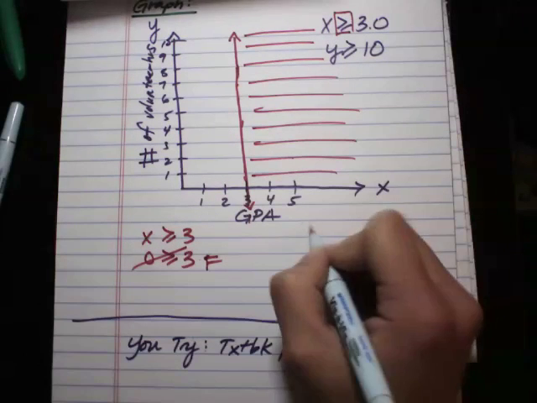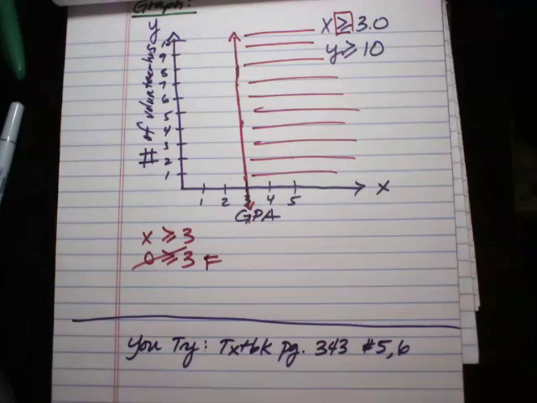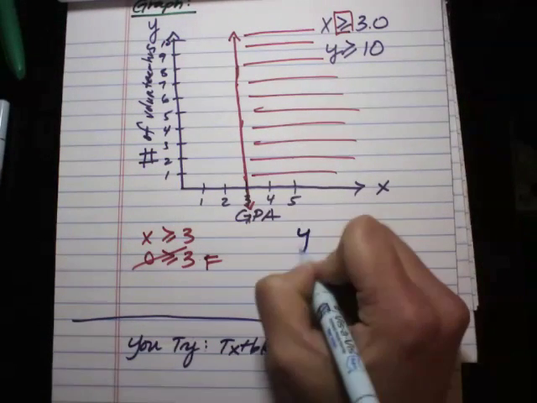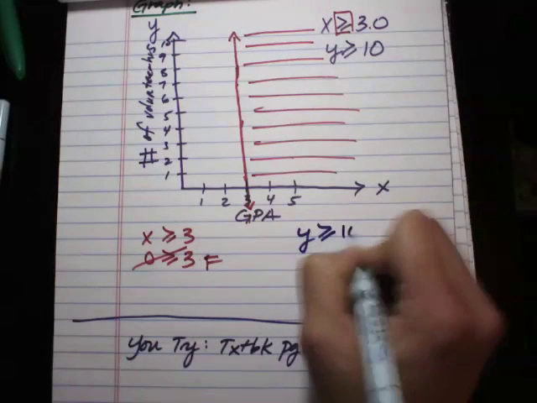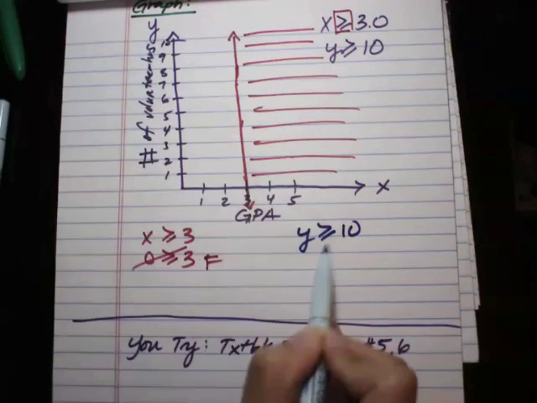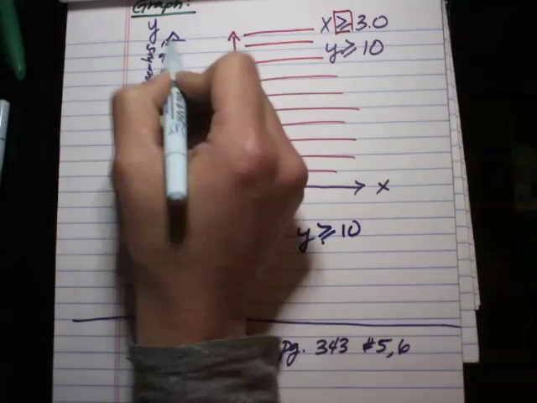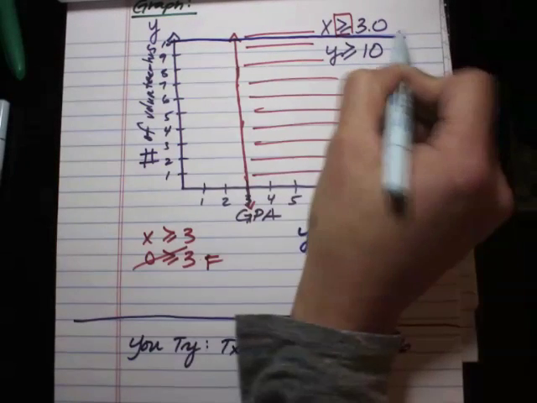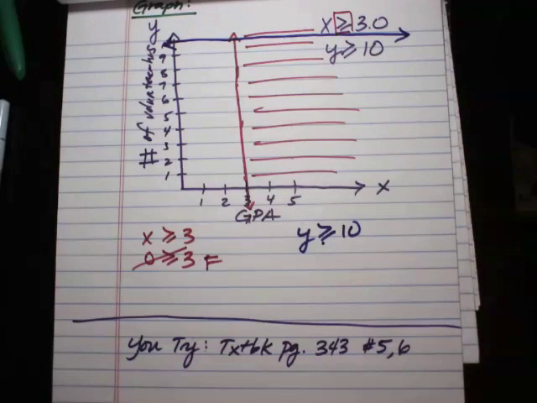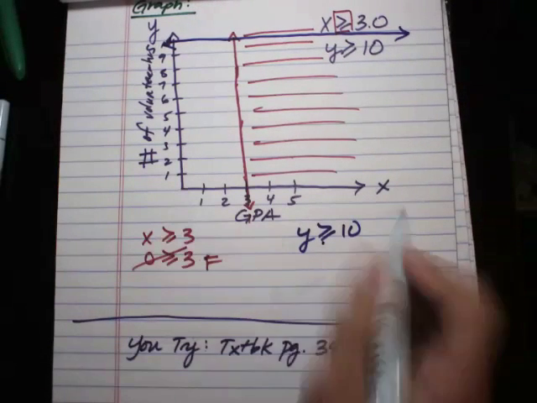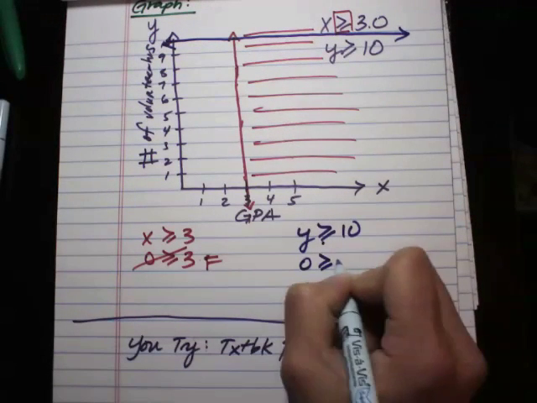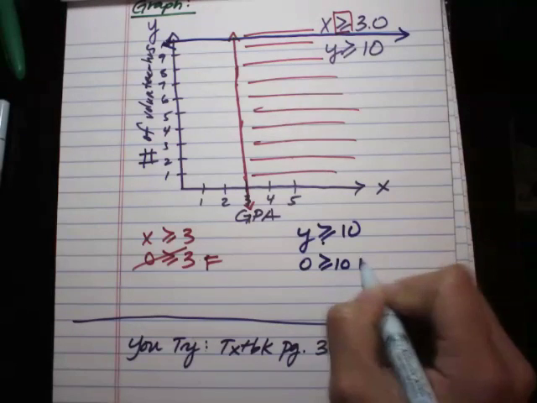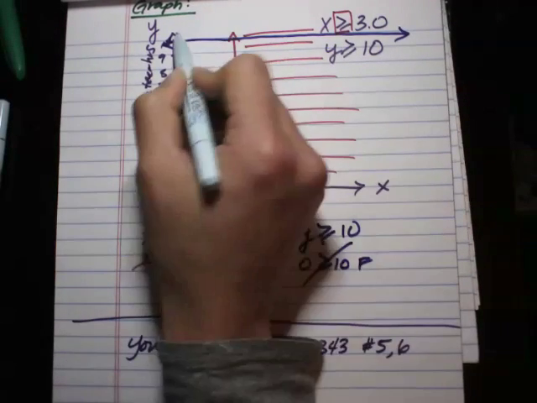Let's take a look at the second inequality, and again we're color coding, so let's pick up our other color. Y is greater than or equal to 10. Let's go up to 10, and since it's greater than or equal to, again it's a solid line straight across. Again, we're going to test point 0, 0. Is 0 greater than or equal to 10? No, it's not. So we're going to be shading outside.